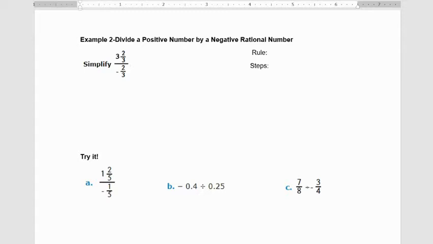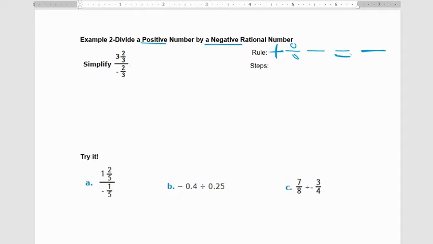All right, example 2. Divide a positive number by a negative number. So remember, a positive times a negative, or divide, positive divided by a negative is the same as a negative by a positive, so your answer is going to be negative.